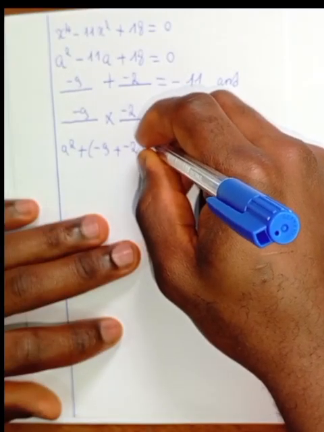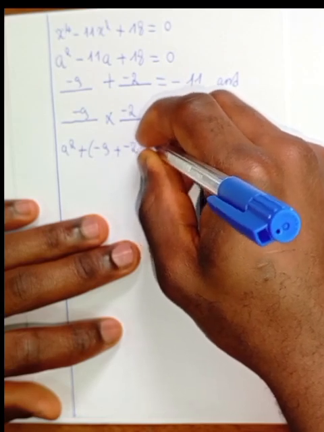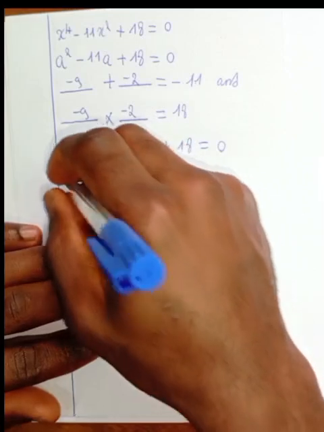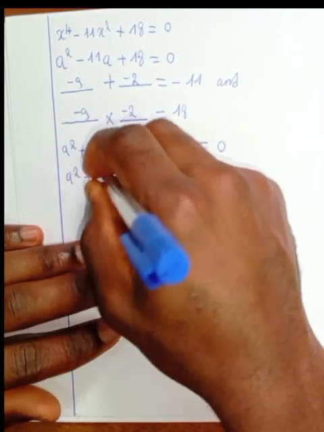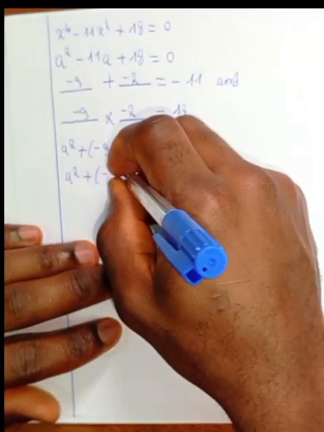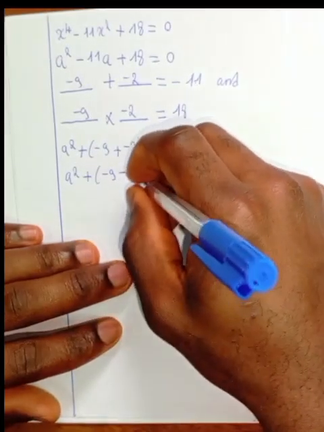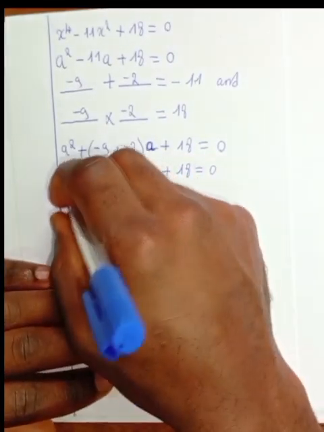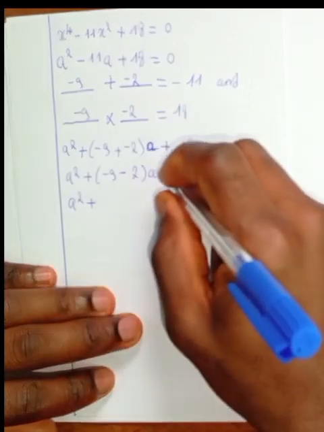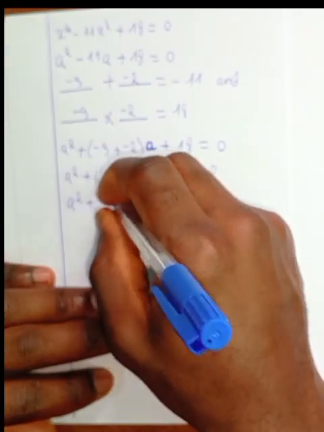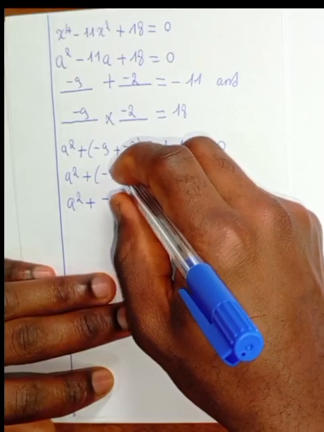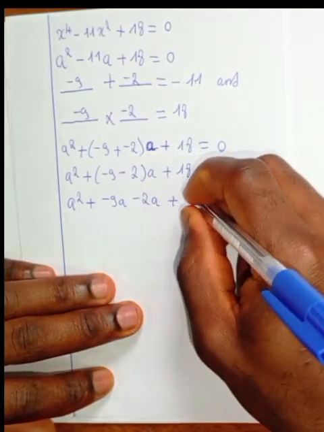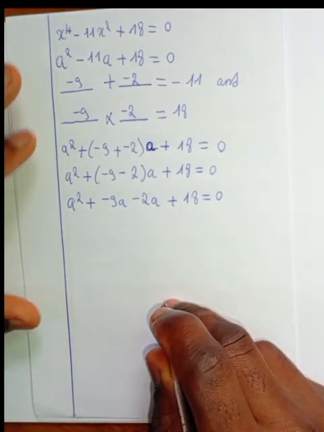We put times a plus 18 is equal to 0. This will give us a squared plus -9. We know positive, negative will stay. -9 minus 2 times a plus 18 is equal to 0. This will give us a squared plus, we are going to expand this bracket, -9 times a gives us -9a, -2 times a gives us -2a, plus 18 is equal to 0.